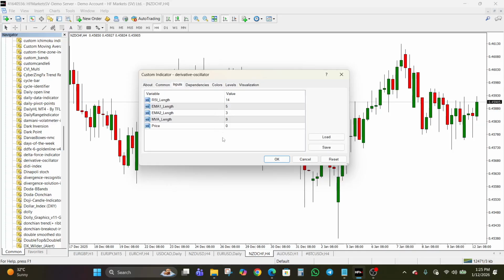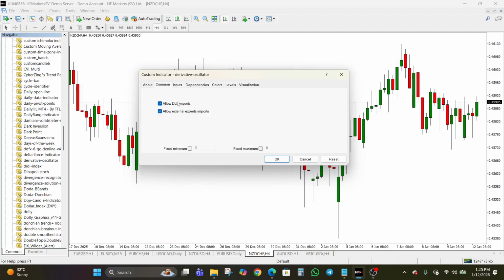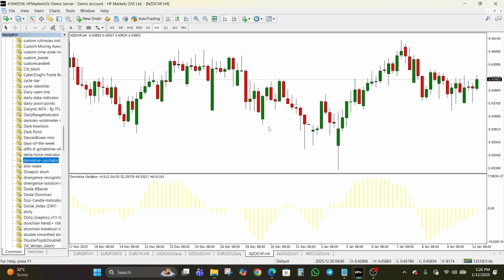These are the customizable settings: RSI length, EMA1 length, EMA2 length, MVA length, price, and then of course ensure that your allowed daily impulse box is checked. So I was saying that it's an effective indicator that is designed to refine your traditional momentum analysis. The indicator blends price smoothing and oscillator signals to help you identify early trend shifts.